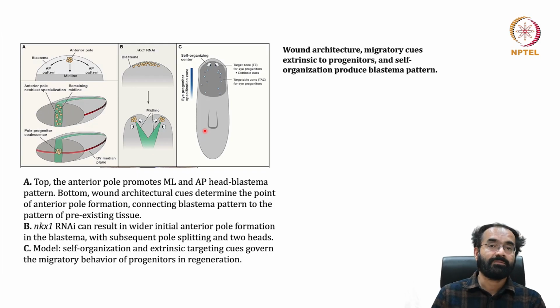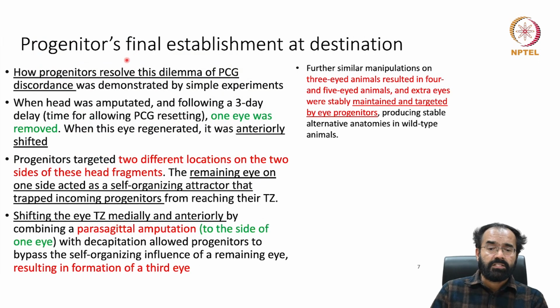If a muscle has lost its identity, you can't expect a PCG expression happening. Hence, you can't expect a proper formation of a newly formed tissue. In this case, with NKX RNAi, it ended up getting two poles because circular muscles are contributing to the formation of the correct poles. And that got disturbed and you end up getting two heads. So, progenitors' final establishment at the destination.